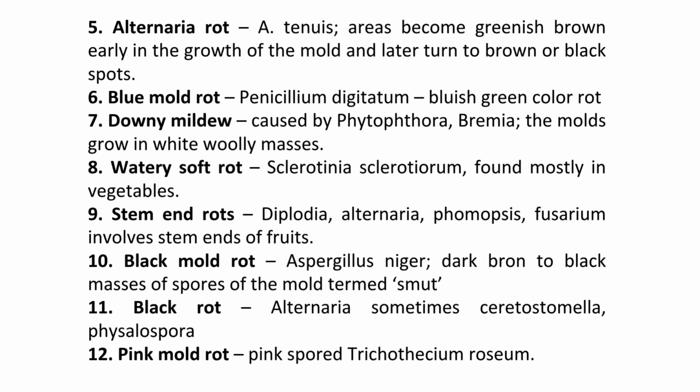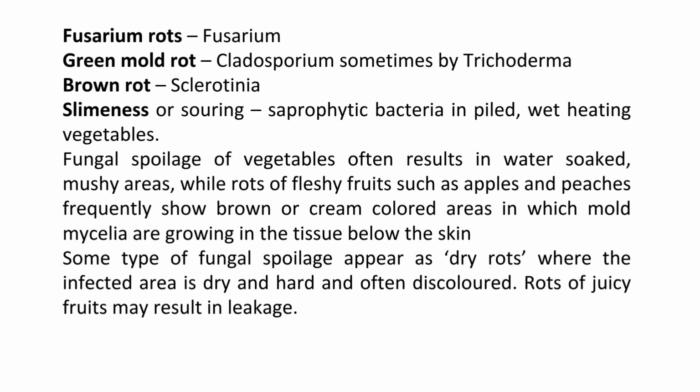Watery soft rot is found mostly in vegetables and is caused by Sclerotinia sclerotiorum. Stem end rots involve the stem ends of fruits and are caused by genera like Diplodia and Fusarium. Black mold rot, from Aspergillus niger, shows dark brown to black spore masses. Other types include black rot, pink mold rot, fusarium rots, green mold rot, brown rot, and sliminess or souring from saprophytic bacteria.